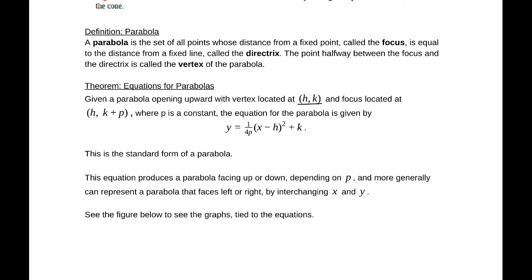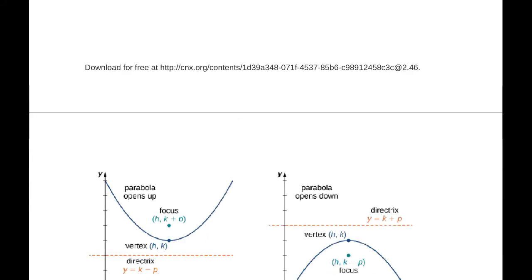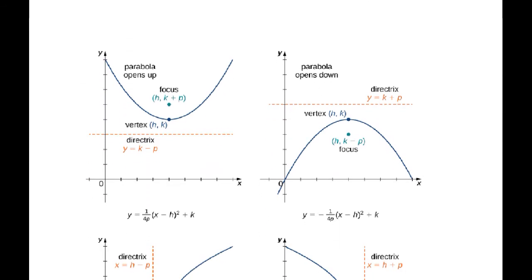But more generally, we can say that it might face left or right if we have x equals (y minus h) squared plus k, something like that. So here are our four cases when it comes to that. And these pictures are straight out of OpenStax Calculus Volume 2, so feel free to check them out there if these are not clear enough for your taste.